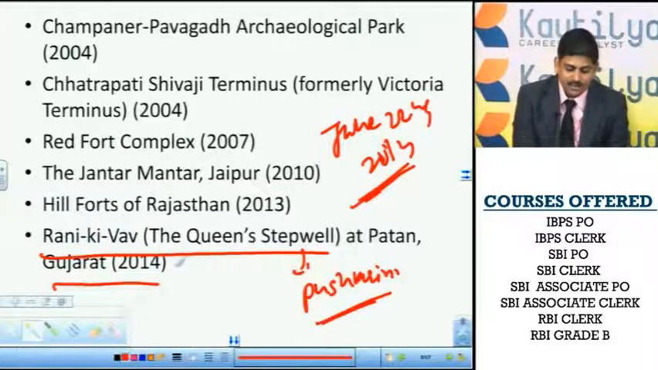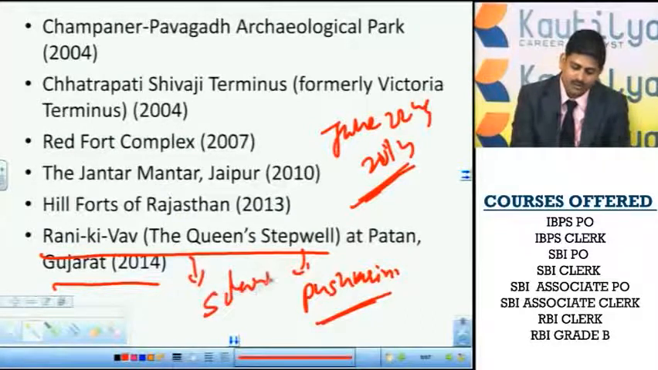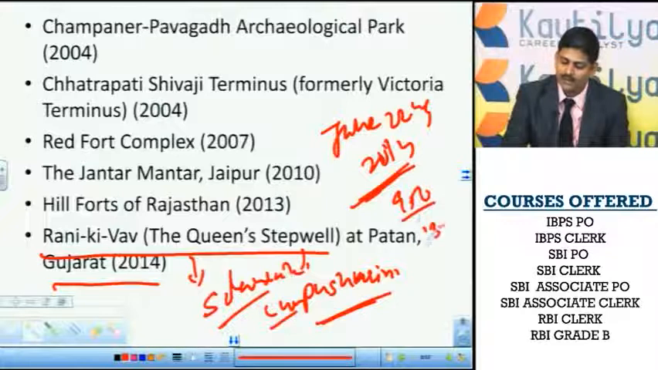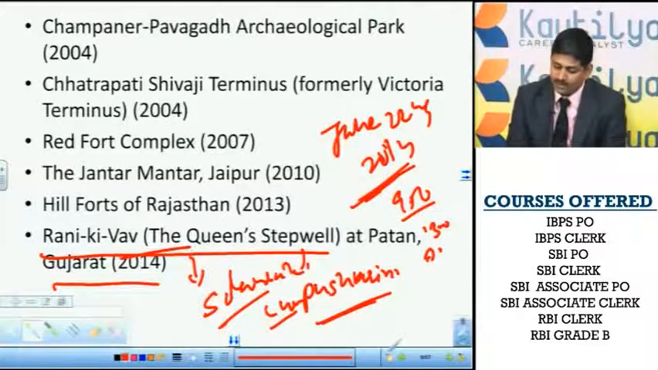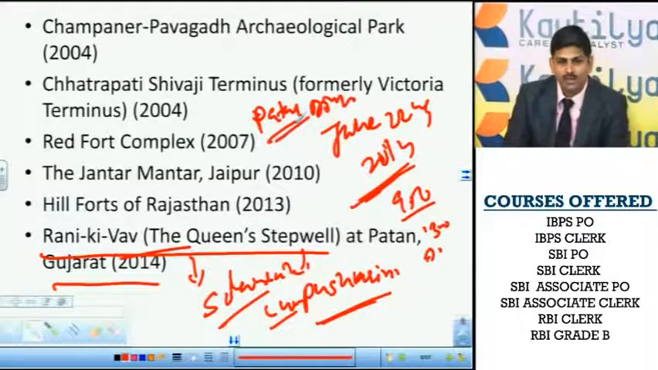This was constructed by the Solanki rulers of Gujarat. These people are also known as Chalukyas. They ruled from the 10th century AD to the 14th century AD, that is, 950 to 1300 AD. During their time they constructed this monument, and it has become a World Heritage Site. It is in Patan district in Gujarat.